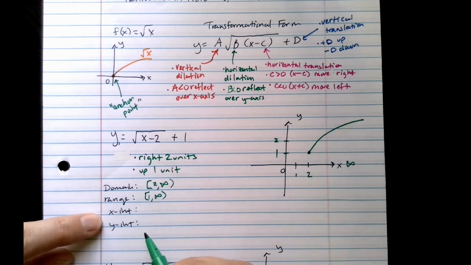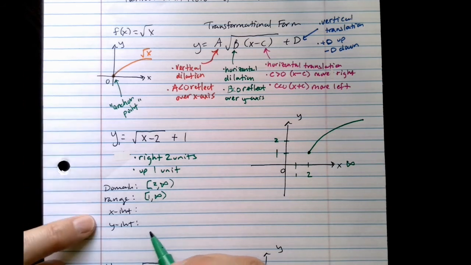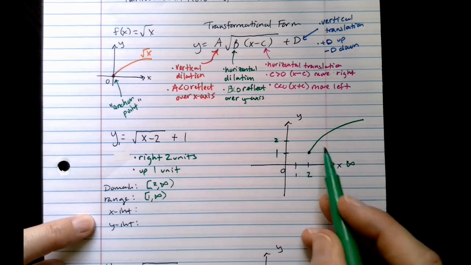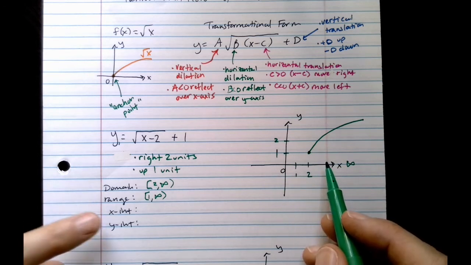Let's look at our intercepts. Well, our parent function had the origin, but based on my transformations here, this is no longer touching the x-axis, therefore it has neither intercept.